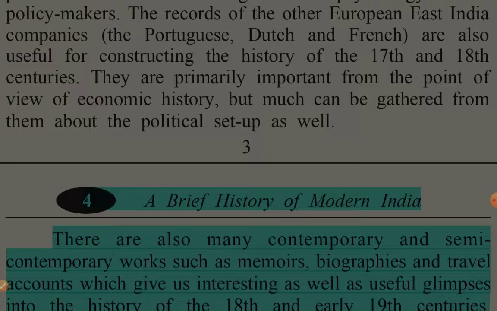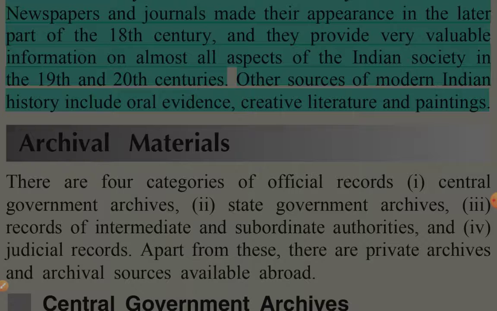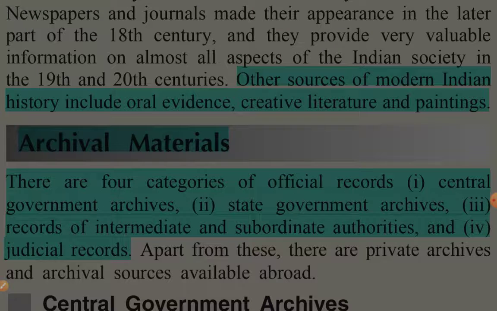There are also many contemporary and semi-contemporary works such as memoirs, biographies and travel accounts which give us interesting as well as useful glimpses into the history of the 18th and early 19th centuries. Newspapers and journals made their appearance in the later part of the 18th century, and they provide very valuable information on almost all aspects of the Indian society in the 19th and 20th centuries. Other sources of modern Indian history include oral evidence, creative literature and paintings.